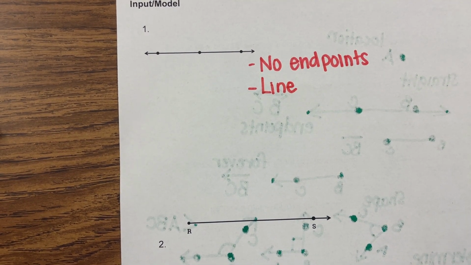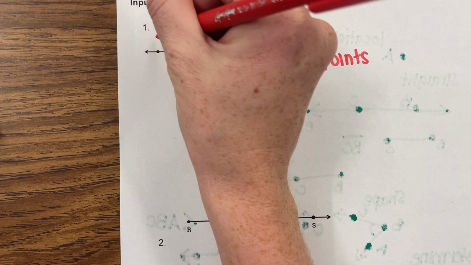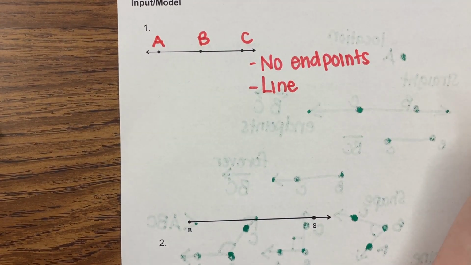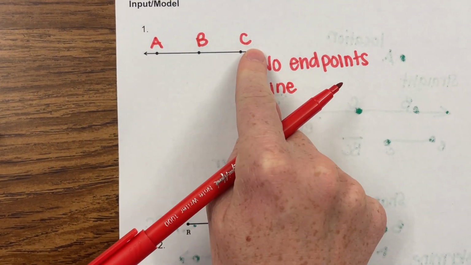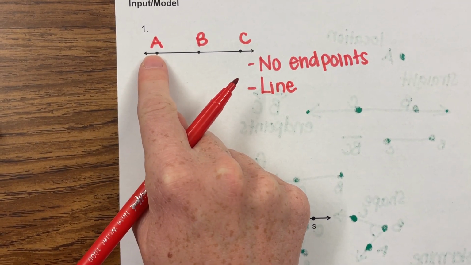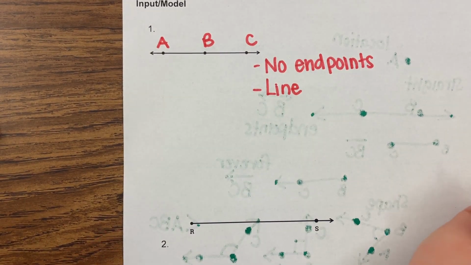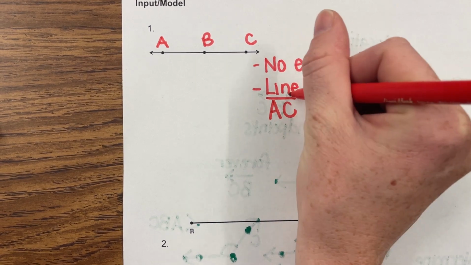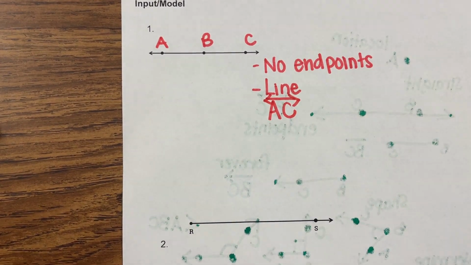And then we're going to label it. So I have A, B, and C. And I want to name this line. So it goes from A, not to B, but it goes to C, A to C, and it goes on forever.